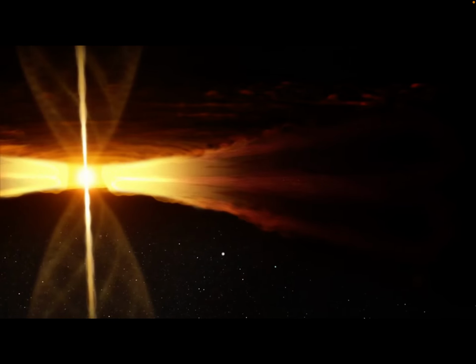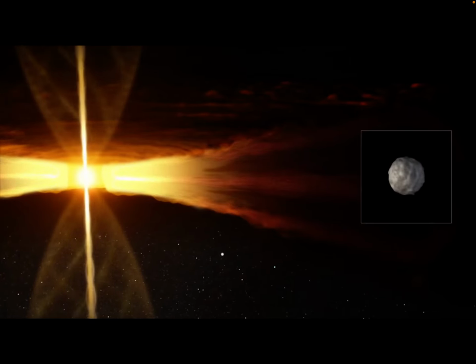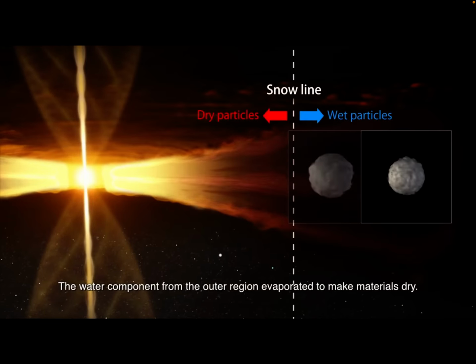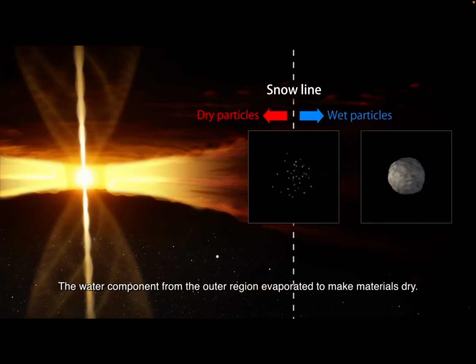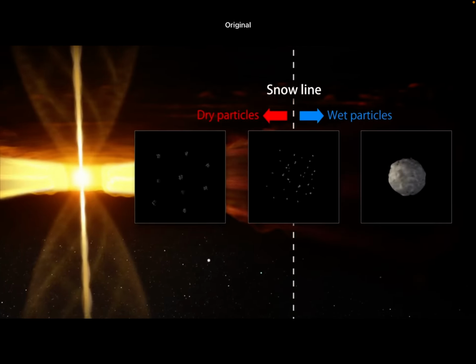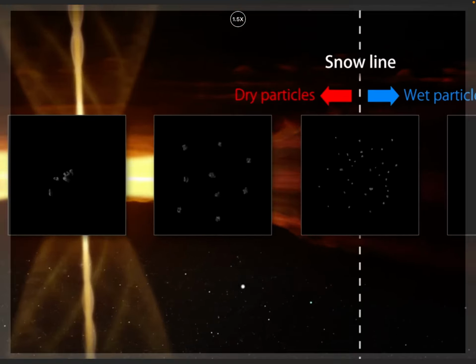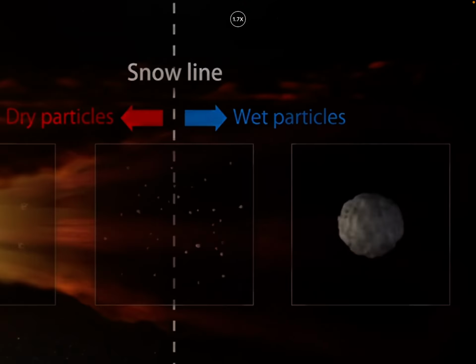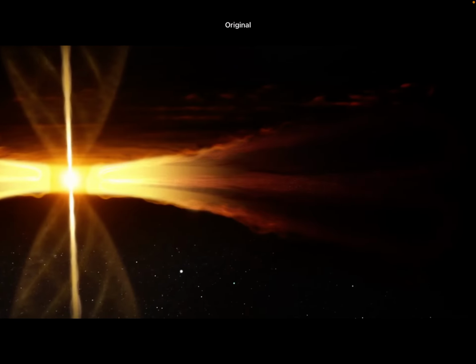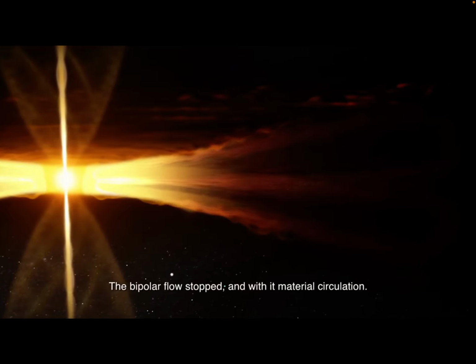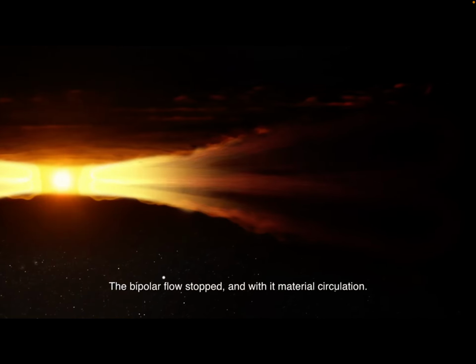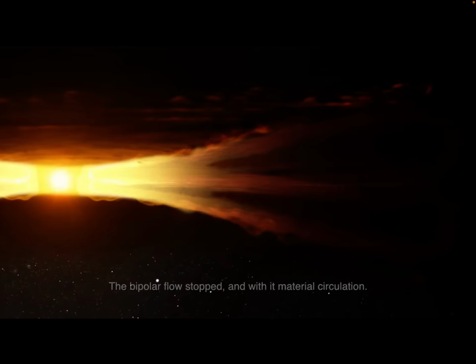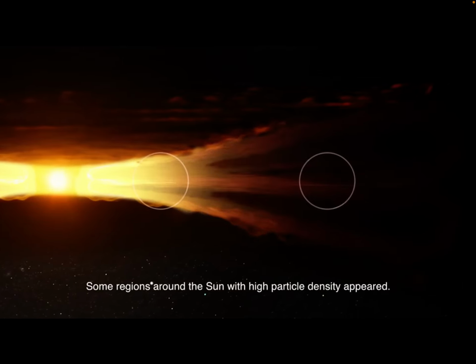The second stage of a star, where the water component flowing from the outer region evaporated to make materials dry, with the bipolar flows coming from the north to the south. And right now, asteroids coalesce through this process. Particles were zonally distributed, depending on their water snow content. The bipolar flow stopped, and with it, material circulation. Yeah, the Sun was very young. Some regions around the Sun with high particle density appeared.